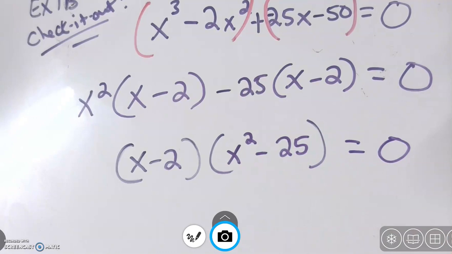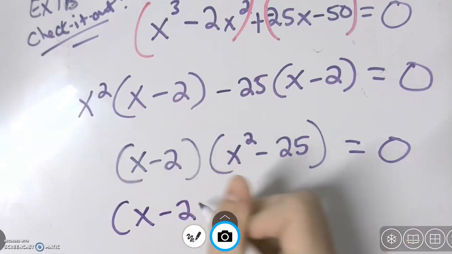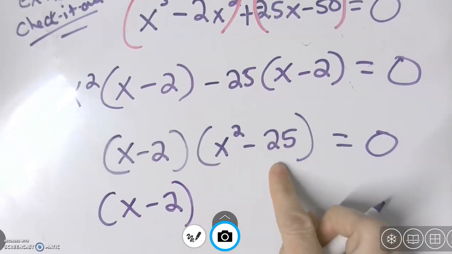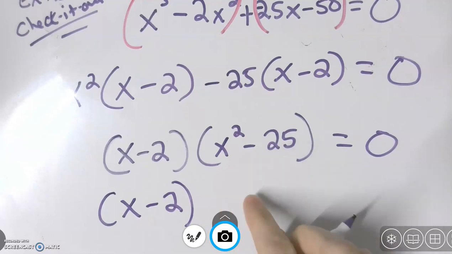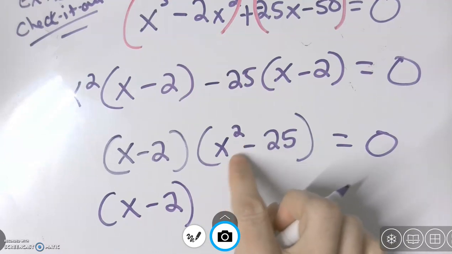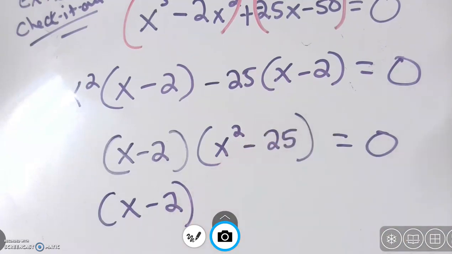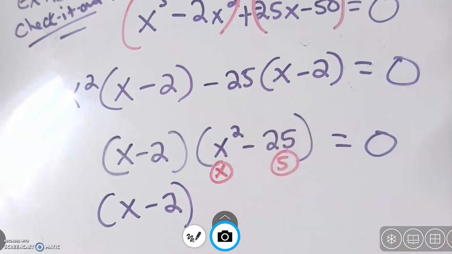I have to always ask myself, can I factor further? X minus 2 is fully factored. I can't do anything else with that. Okay? But here, x squared minus 25, I want to check to see, I have subtraction, is this a difference of 2 squares or a difference of 2 cubes? Here I have x squared. I can square root x squared, and that gives me x. And I can square root 25, and that gives me 5.